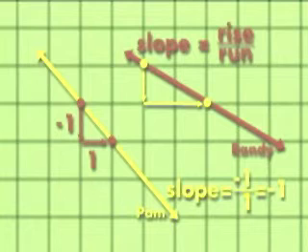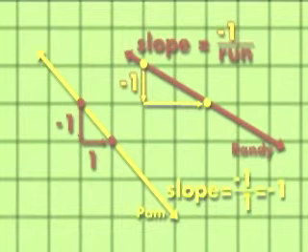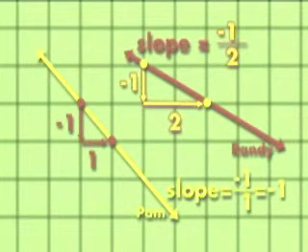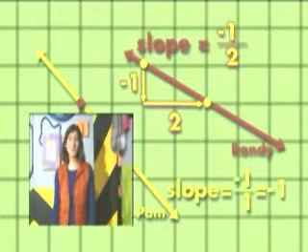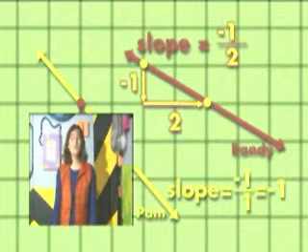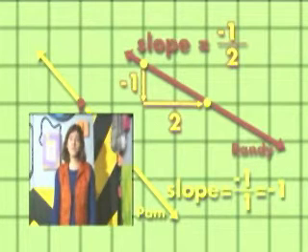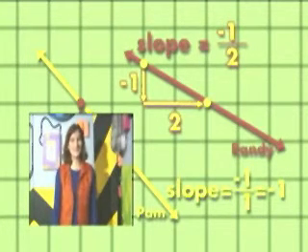Now let's look at Randy's line. Randy's line goes down 1 space for a rise of -1 and over 2 spaces for a run of 2. That gives his line an overall slope of -1 over 2, or -1/2. So how can we use these numbers to prove whose line is steeper? Remember, the greater the absolute value of the slope of the line, the steeper the line will be.